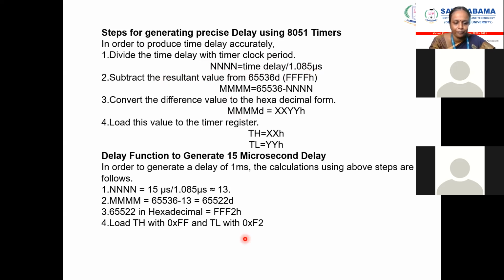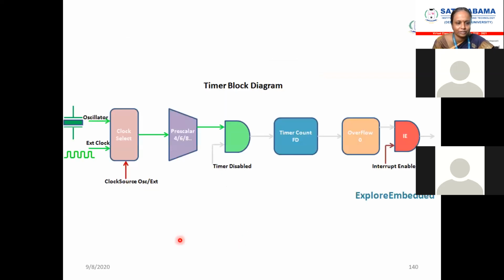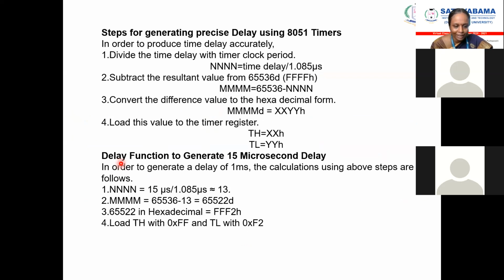What is the clock frequency? We don't know what this 1.085 is. At least I will show this. What clock will we select? 12 megahertz frequency we will keep. Am I correct or not? So what is the time period? How will you calculate the time period from the frequency? 1 by F. So 1 by 12 megahertz is nothing but 1.085 microsecond. Are you clear?